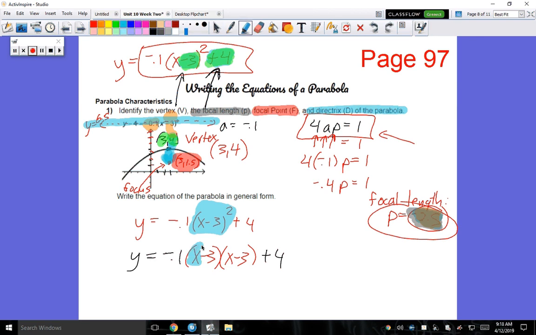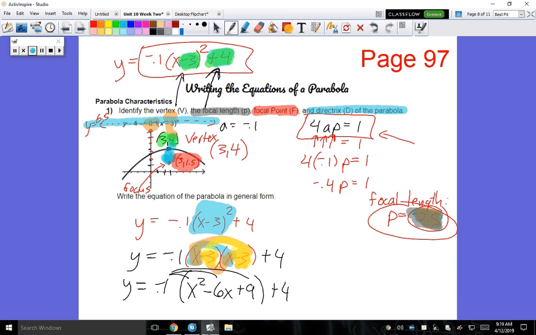So we have the first, the outside, and the inside, which would give us x squared minus 6x, because you have a negative 3 and a negative 3. And last but not least, you would multiply the last terms. You get a positive 9. So that distributes that out. We still have this negative 0.1 a value, that coefficient that we got from earlier that was given to us. And now we're going to distribute this out to all three terms.